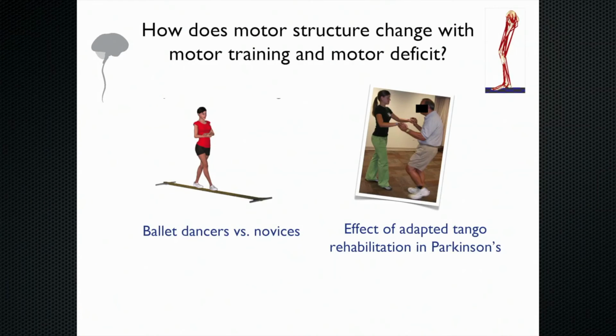First, we look at ballet dancers. These are highly trained professional ballet dancers, and we wanted to see how their muscle activity differs. On the other end of the spectrum, we use the same techniques to look at a set of patients with Parkinson's disease who go through a dance-based rehabilitation. In this case, it's adapted tango.